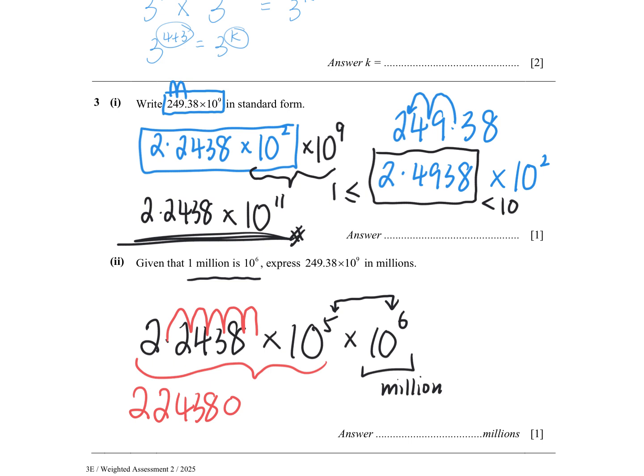224,380 millions. Why would it, sorry, wrong number. 2.2438? I thought 2.4. Did I copy the number? What number did I see? Okay, sorry. I don't know where I got that number from. How did it suddenly become that? 249.38. Oh my god. What happened to my eyes? So 2.4938. This one also 2.4938.